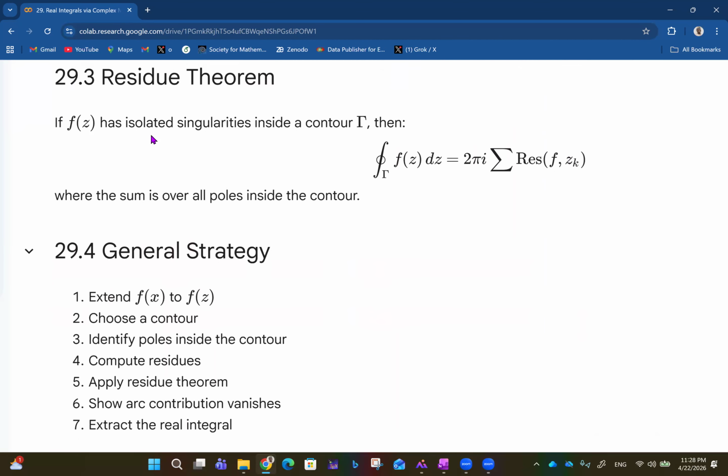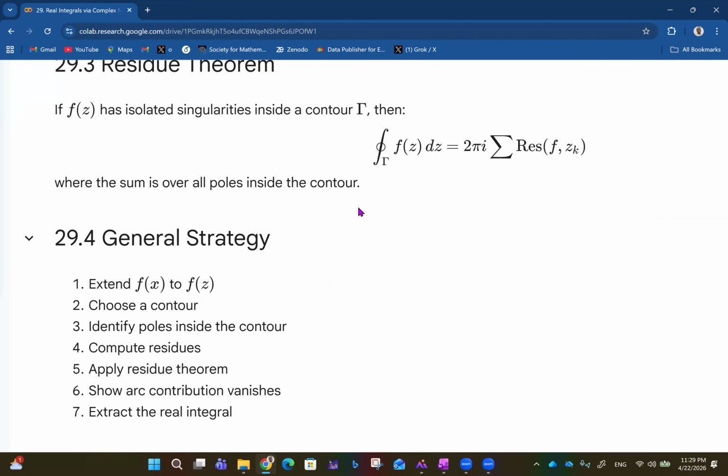So if f of z has isolated singularities inside a contour, which is what we've been calling C all this while, then the integral along the closed contour of f of z dz is 2 pi i times the sum of the residues, where the sum is over all poles inside the contour. So if you have 10 poles, you find the residue at each and every pole, sum them up together, multiply by 2 pi i, and you get your integral easily done.